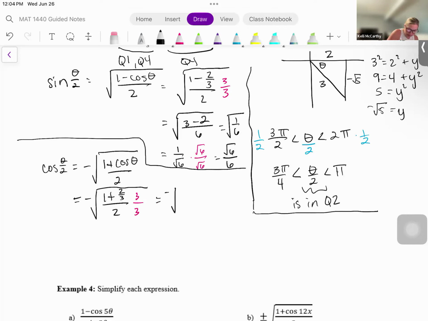Negative square root of 3 plus 2 over 6 equals negative square root of 5 over the square root of 6. To rationalize, multiply by the square root of 6 over the square root of 6. Which is negative square root of 30 over 6.